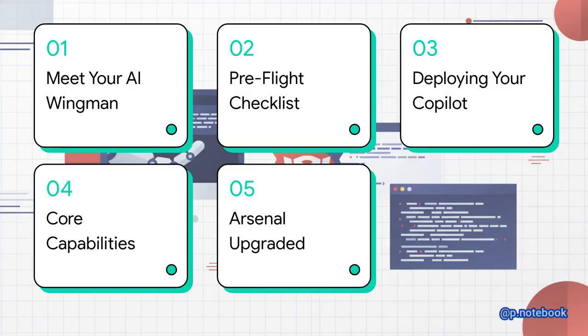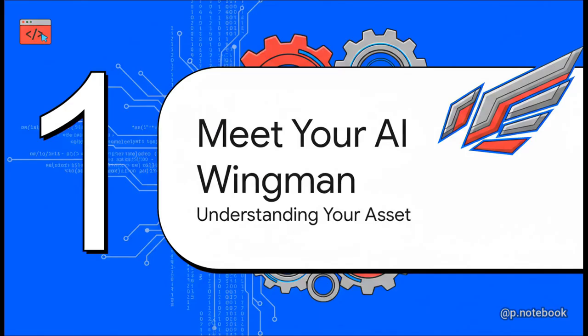Here's our mission plan. First, we'll meet your new AI wingman. Then we'll run a quick pre-flight check. After that, we'll deploy it right into your editor, see what it can really do, and then we'll wrap up with a debrief on your newly upgraded arsenal. Let's dive in. First up, meet your AI wingman.